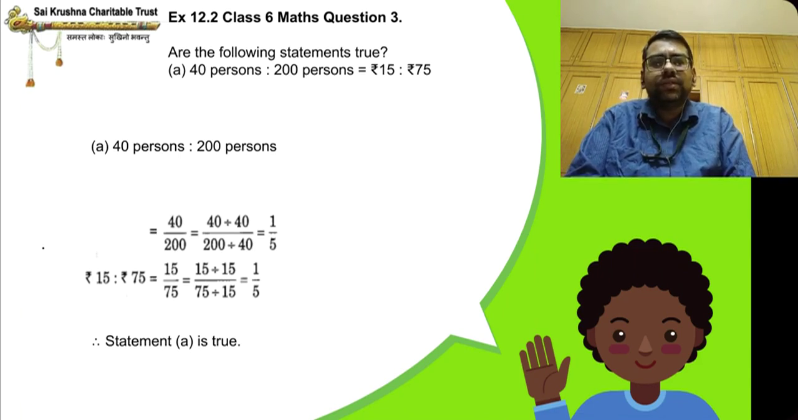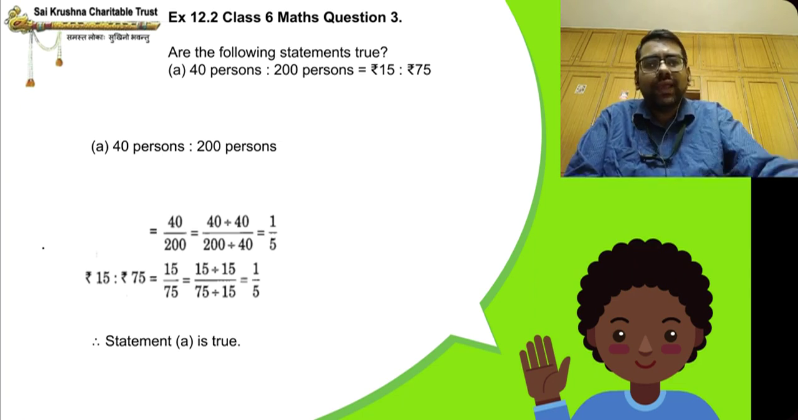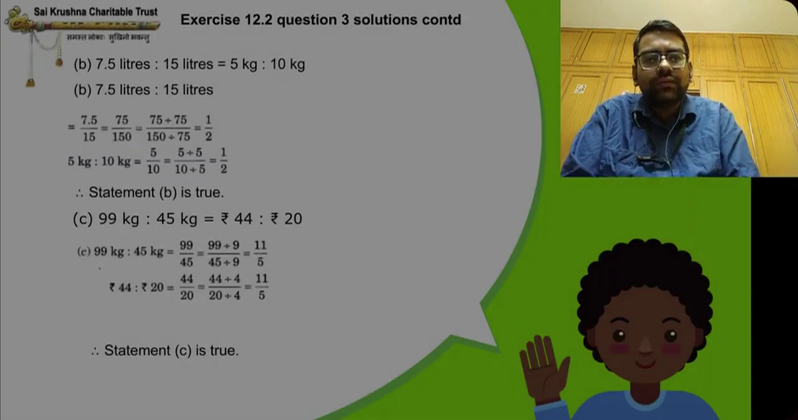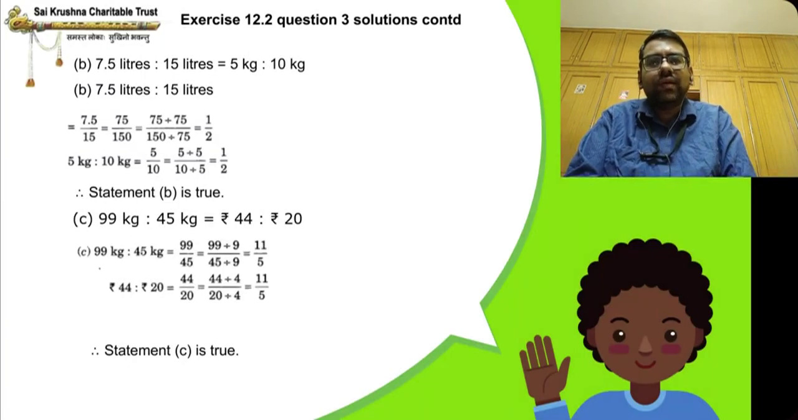15 is to 75 can be written in fraction as 15 by 75. So we'll divide both numerator and denominator by 15, because 15 is the HCF of 15 and 75. We'll get 1 by 5. So the statement is true. Now B, 7.5 liter is to 15 liter, 5 kg is to 10 kg.